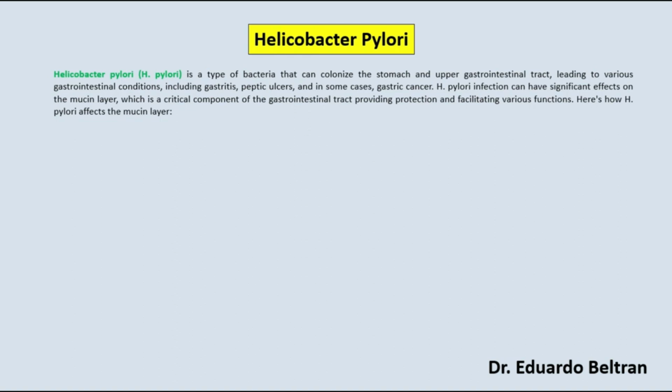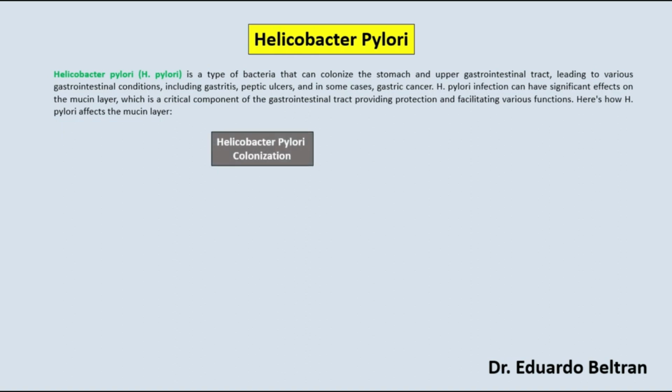And we know that infections, if they persist long enough, can actually be a reason for developing any type of cancer, okay? And not just in the stomach. So H. pylori infections can have a significant effect on the mucin layer, which is a critical component. It's a very important component of the gastrointestinal tract, providing protection and also facilitating various functions. And here is how H. pylori affects the mucin layer.